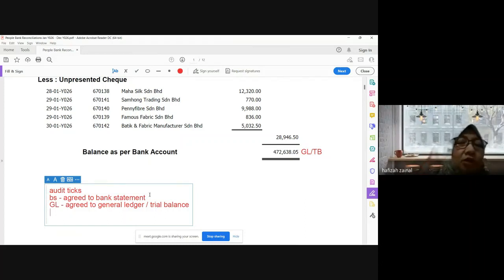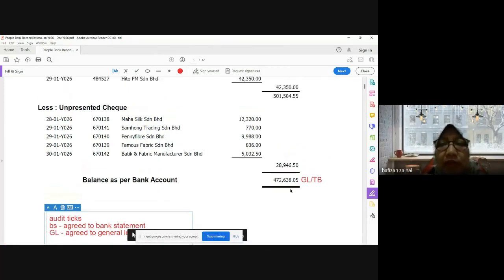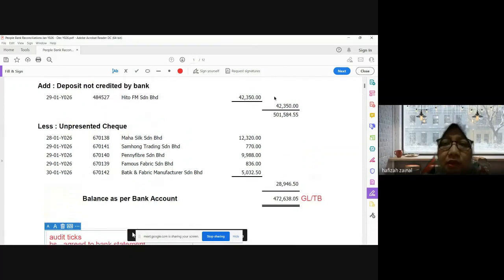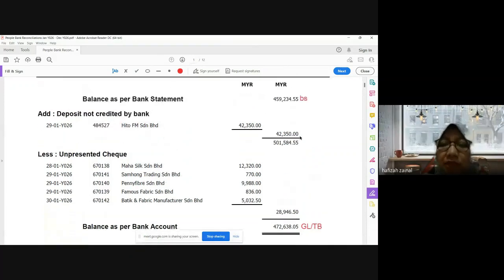Because now you are comparing, as I mentioned just now, reconciliation is to compare the balance in your book to the balance situated in the bank statement. It will always have a difference, so that is where you need to reconcile. All right, so we agreed the balance as per bank statement, balance as per bank account. So what do we do next?